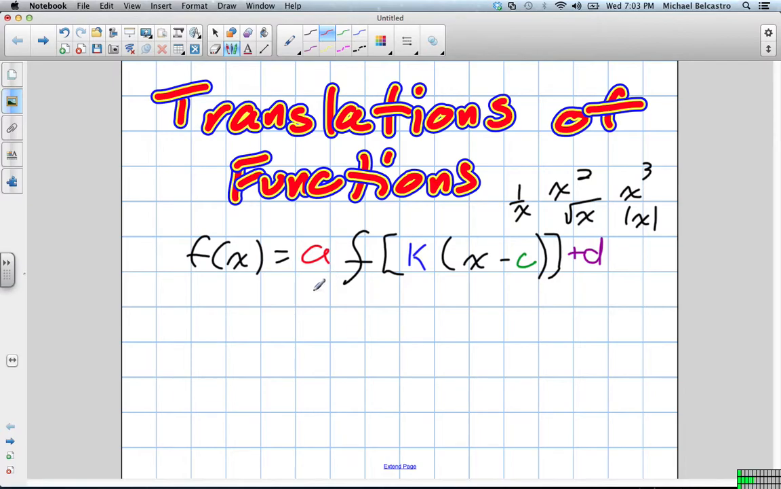A deals with vertical stuff, so I'm going to draw lines that go up and down. That means it deals with vertical stretches or compressions, okay? So if A is a value that's greater than 1, they call it a vertical stretch. Okay, that's what happens to it. And if A is a value that is less than 1 but still greater than 0, it's a vertical compression.